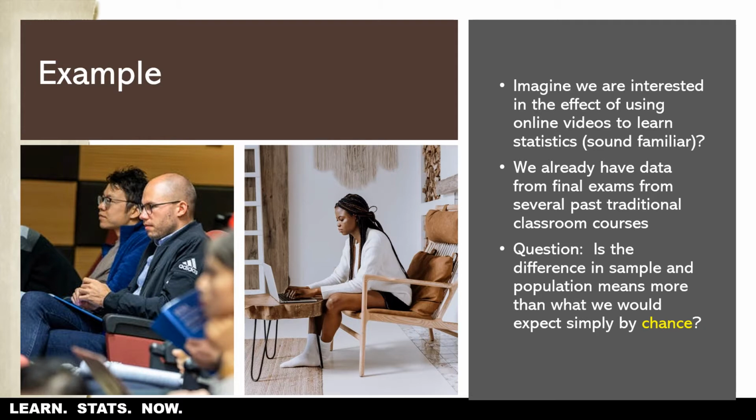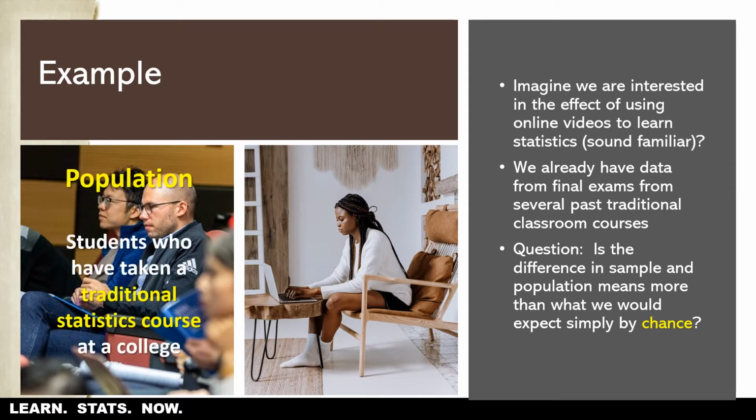Now, the question is, is the difference in the sample mean and the population mean more than what we would expect simply by chance? Well, you might want to ask, what do we mean by the sample mean and the population mean here? Well, we're going to define the population as students who have taken a traditional statistics course at a college. Okay, so we have the mean for them. We have a standard deviation of their scores.